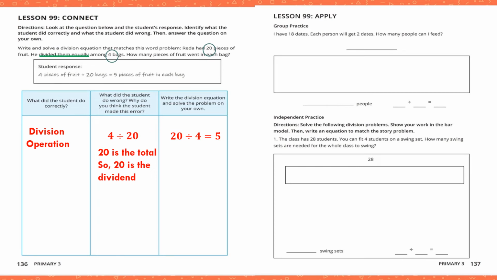The next page. I have 18 dates. Each person will get 2 dates. How many people can I feed?